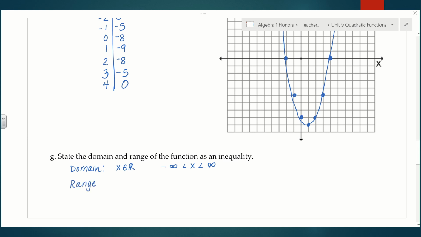For the range, we want to say, okay, the lowest it goes to the highest. So the lowest point I see here is negative 9, and the highest point would be infinity. So again, as an inequality, we would say y is greater than or equal to negative 9. And that's it. Anything negative 9 or above is included in that range.